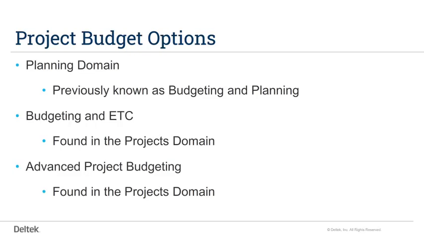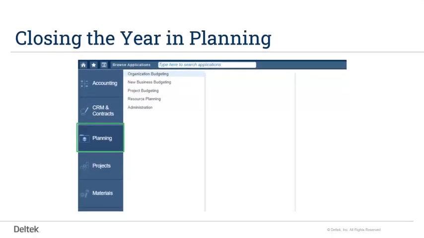There are 3 areas that may be used to enter project budget information. The areas in the project's domain are budgeting and ETC and advanced project budgeting. The third option is in the planning domain, previously known as budgeting and planning. In this video, we are going to cover the budget process within the planning domain. The planning domain needs some extra attention when setting up for the new year. We will discuss these steps in the following slides.